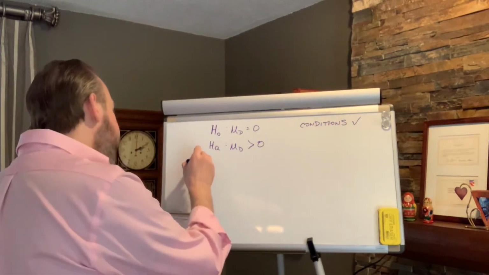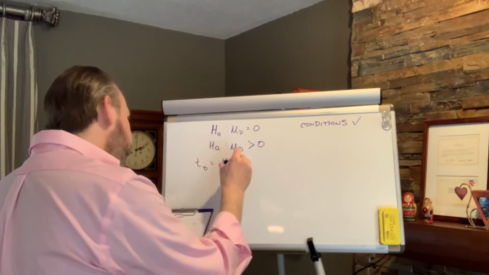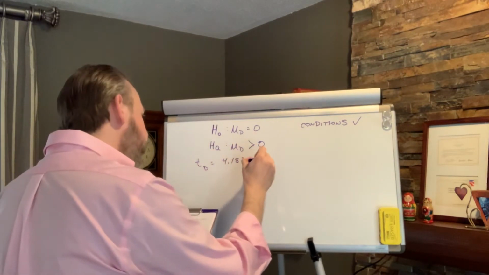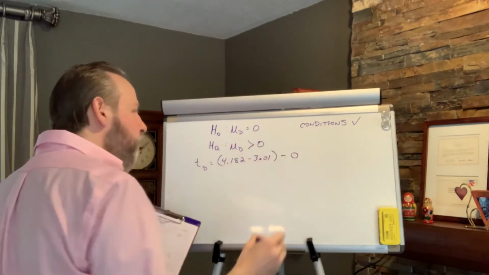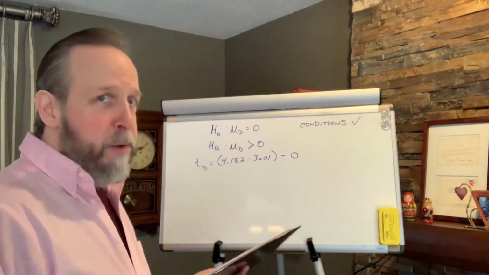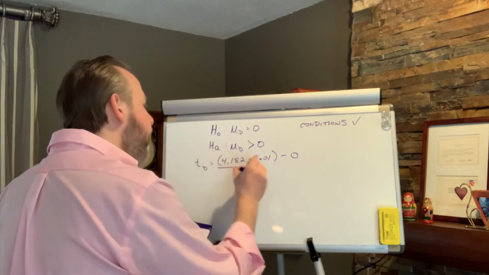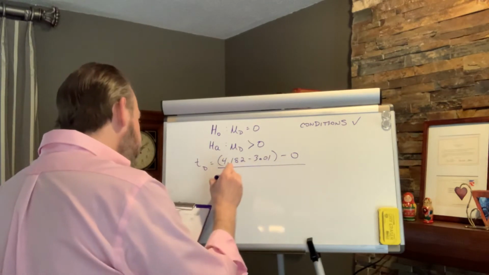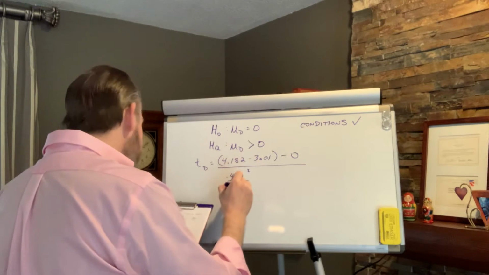The t-score for this would have been 4.182 minus 3.01 minus 0. Again, the difference in the means was supposed to be no difference in the means, so we're just going to say minus 0. You don't really have to keep writing that if you don't want to, but sometimes when there is a difference expected, you want to remember that it's important.